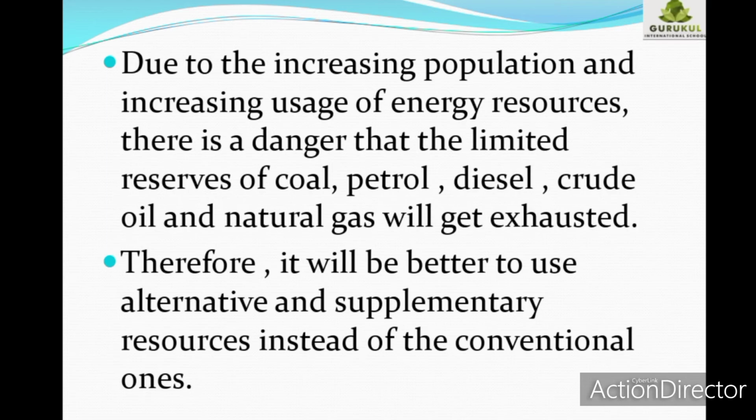Therefore it will be better to use alternative and supplementary resources instead of conventional ones. So what we should do is, instead of using coal, natural gases, or crude oil, find other alternative options for energy utilization.